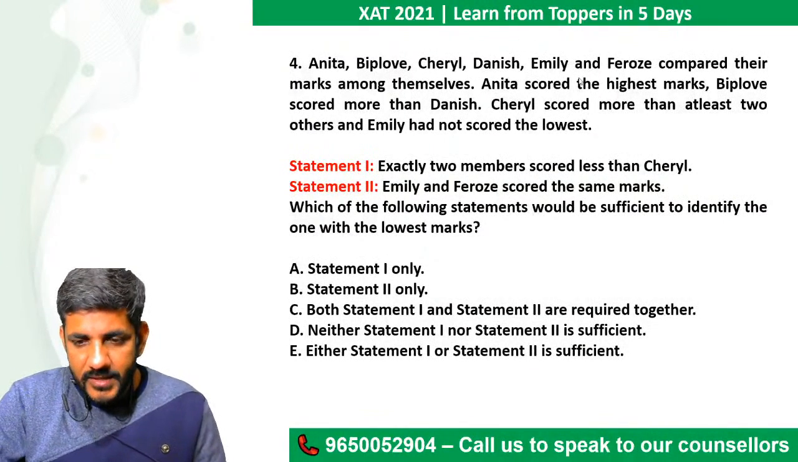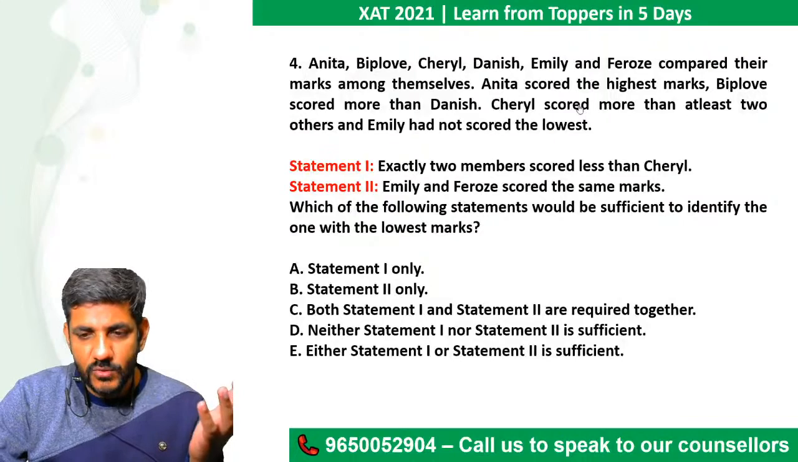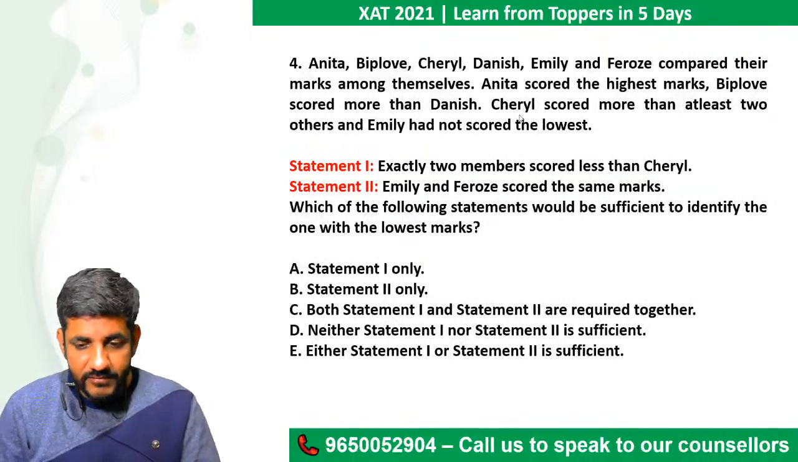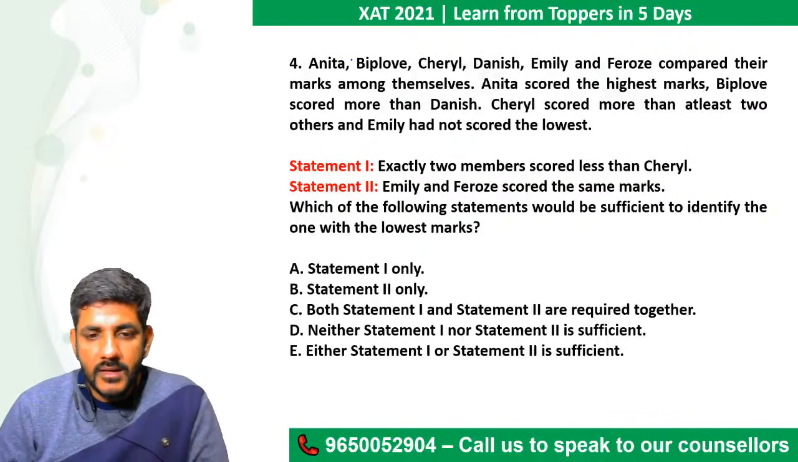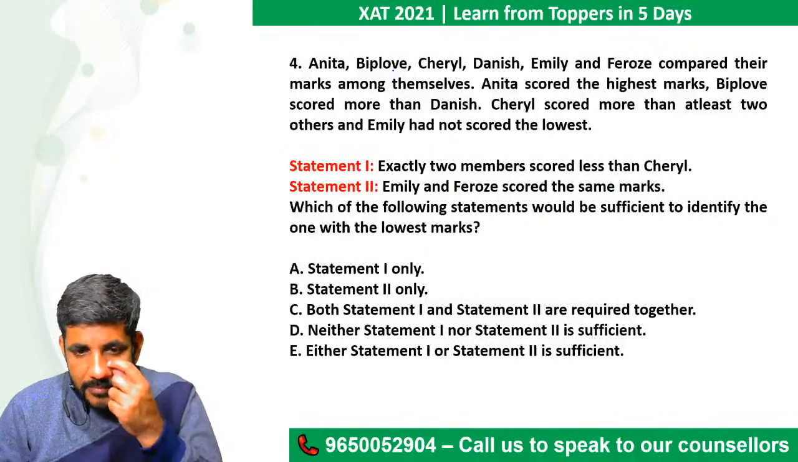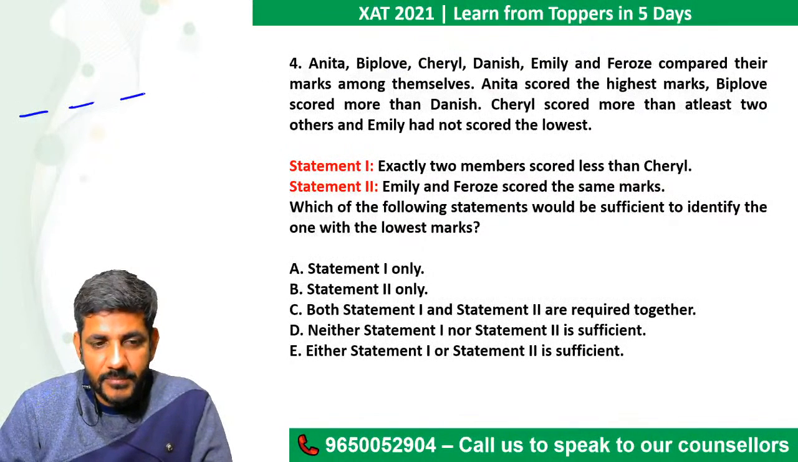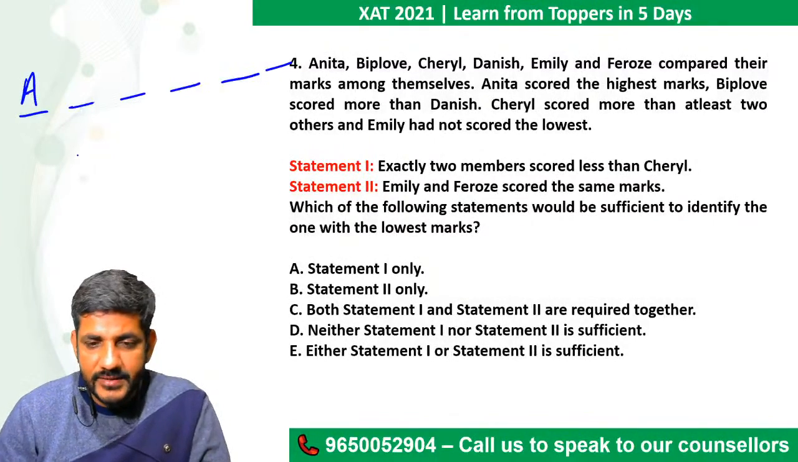Okay, I am going a bit fast, I know, but obviously that's the only way of doing it because we have less time. We have to do the complete section. So I will be going a bit fast. A, B, C, D, E and F compared their marks among themselves. Anita scored the highest marks. So there are 6 people, among which A is the highest one.